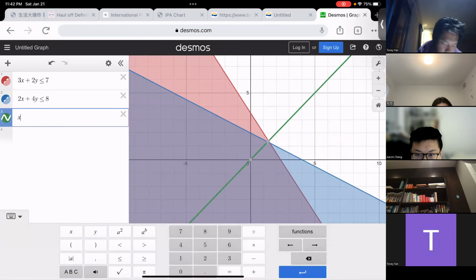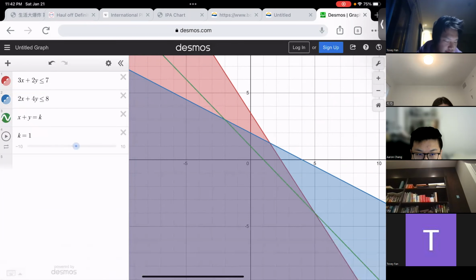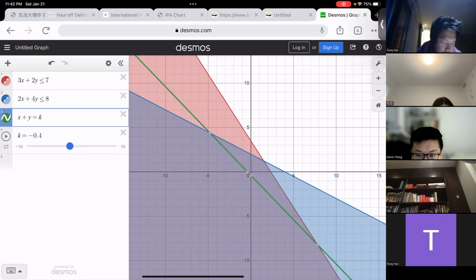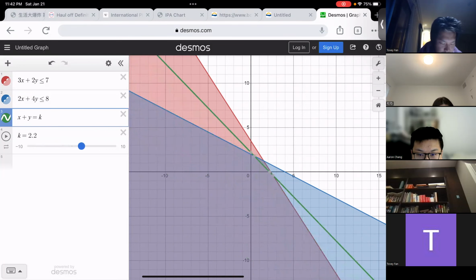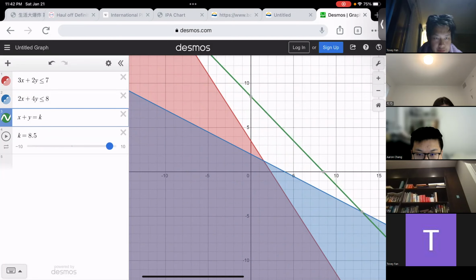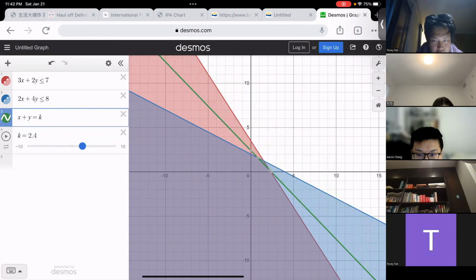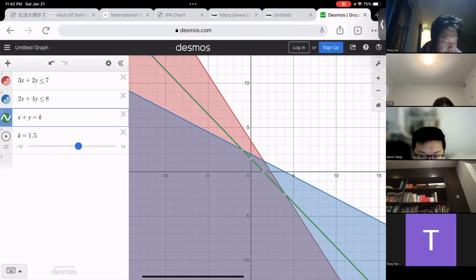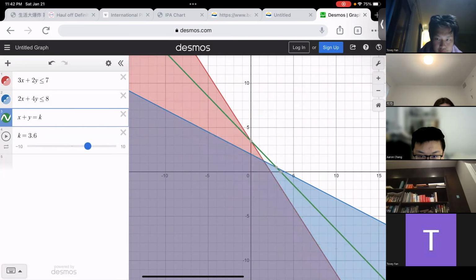And then you can draw x plus y equals k. On Desmos, you can add a slider, you see? When x plus y equals 1, you see where the green line is? When k goes down, x plus y equals negative numbers, it moves down, and when k moves up, the green line moves up, okay? The green line is the value of x plus y. So you will see that at the intersection here, it will have the maximum possible value. It doesn't really show it, but you can see that, right?